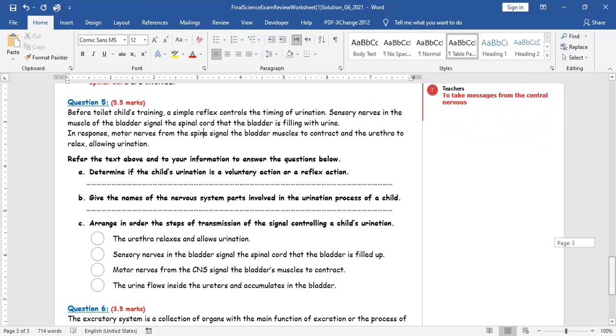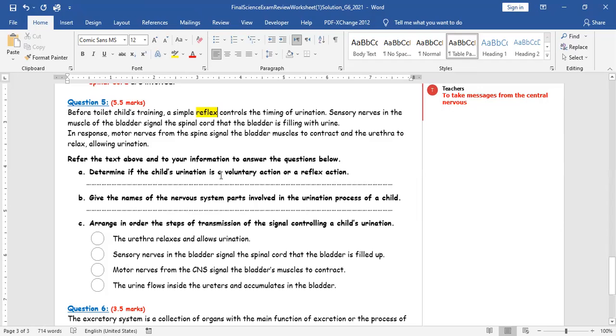Before toilet training, a simple reflex controls the timing of urination. Sensory nerves in the muscle of the bladder signal the spinal cord that the bladder is filling with urine. In response, motor nerves from the spine signal the bladder muscles to contract and the urethra to relax, allowing urination. So this is the child. So the urination of a child is controlled by a reflex.